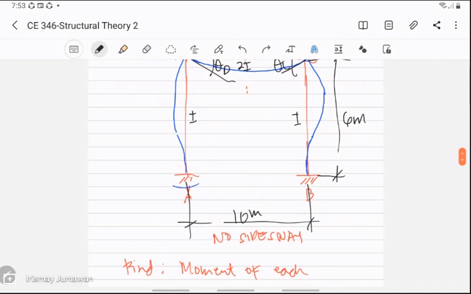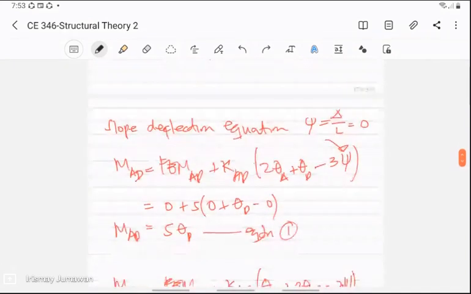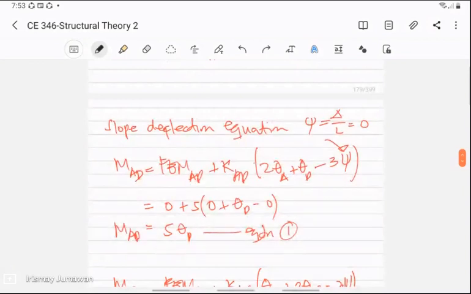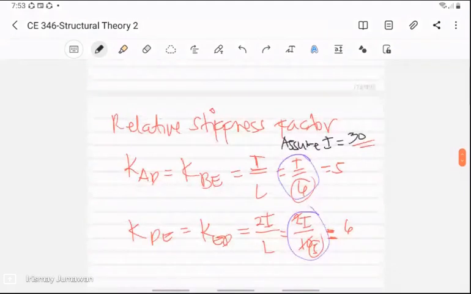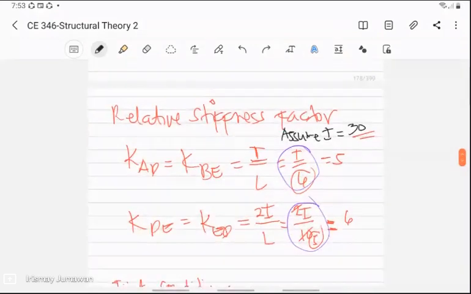After that, we will substitute it into the slope deflection equation. Since delta is equal to 0, psi is equal to 0. You have to substitute it into the slope deflection method. Upon substituting it, you have there the beam stiffness.